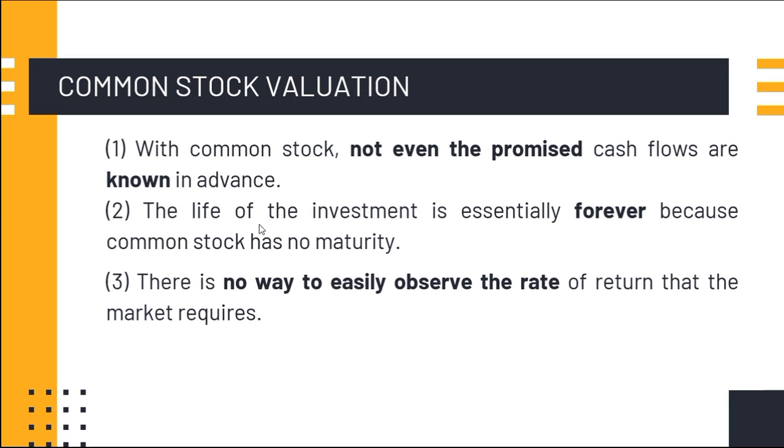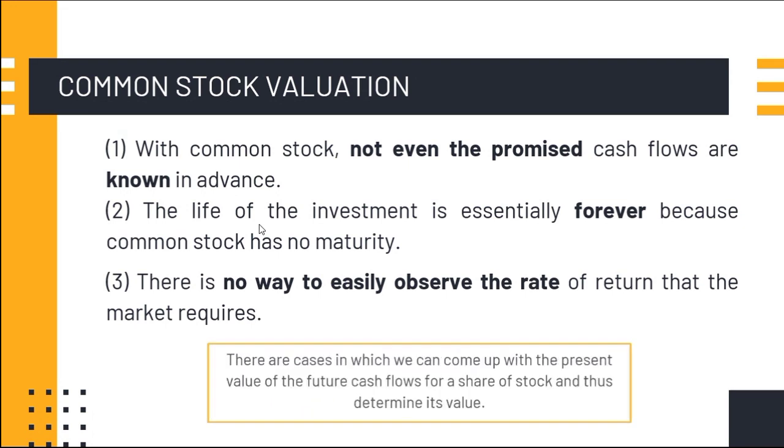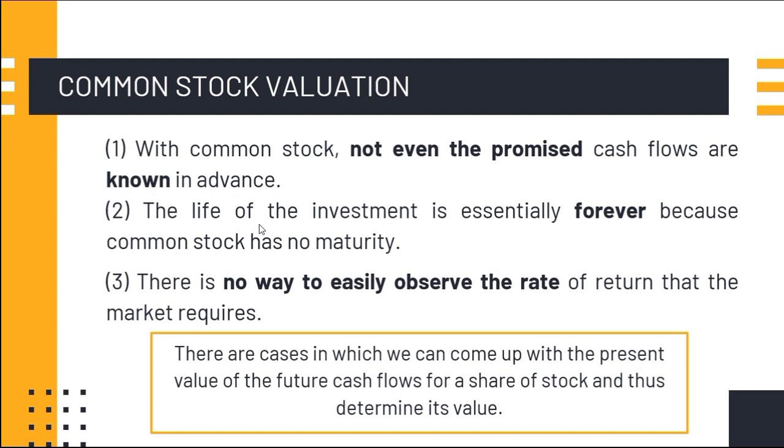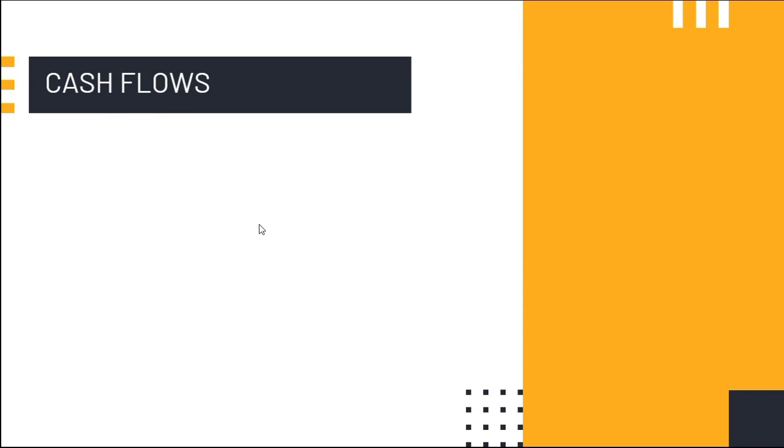Third, there is no way to easily observe the rate of return that the market requires, unlike in bonds where they are paid a fixed rate of return based on the bond's coupon rate. Because each turn of events might make a company's earnings unpredictable, valuing its share of common stock is a much more difficult procedure. However, there are cases in which we can come up with the present value of future cash flows for a share of stock and thus determine its value. I will discuss later what those cases are. Cash flows.